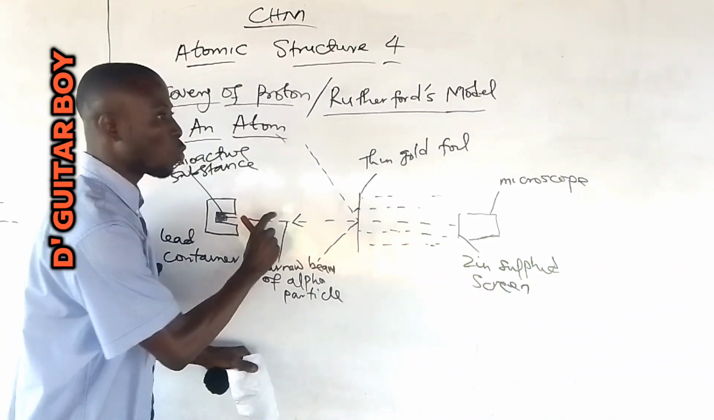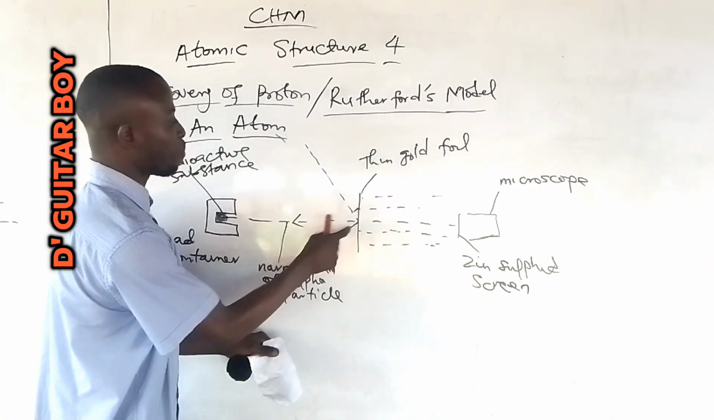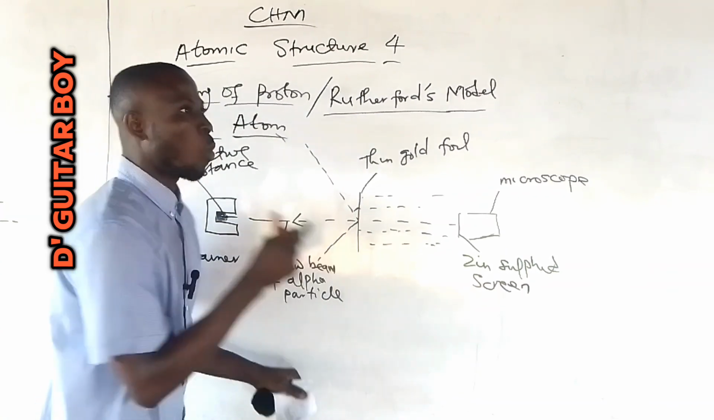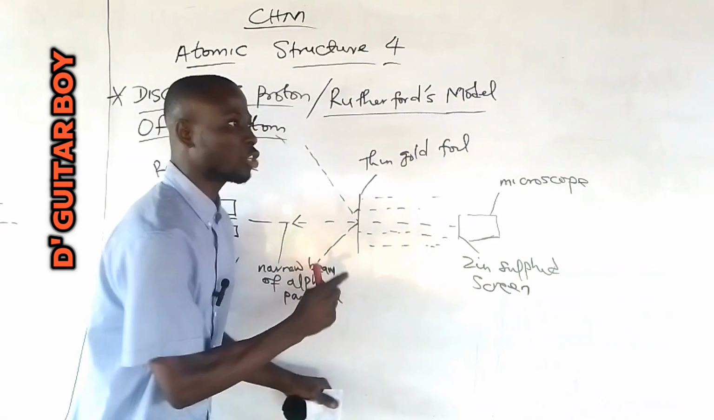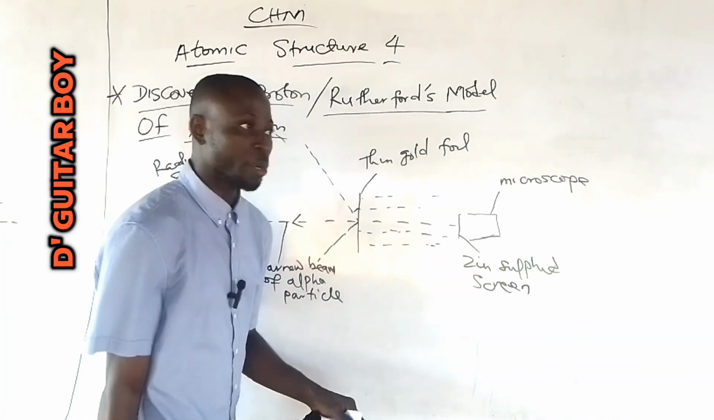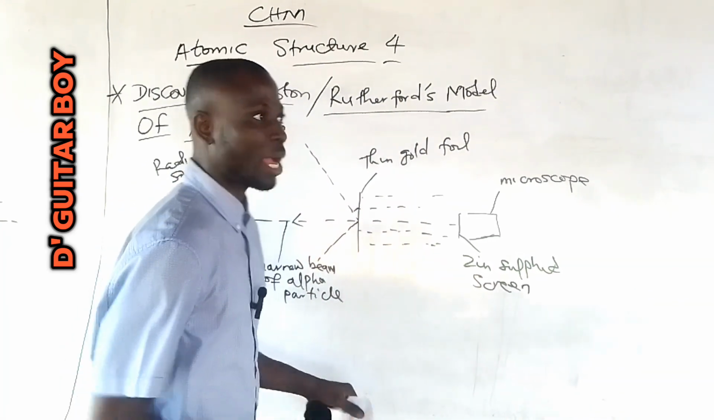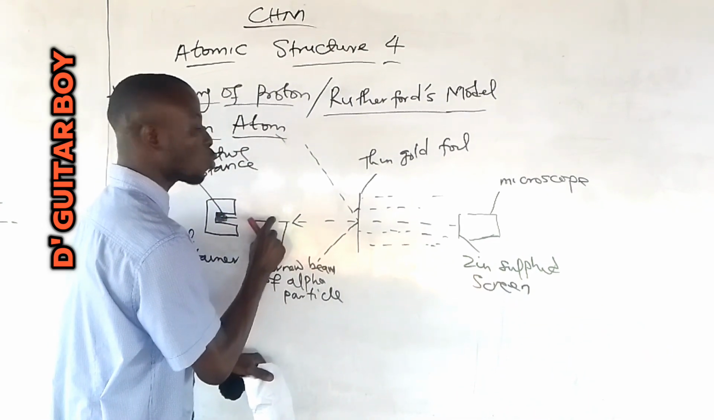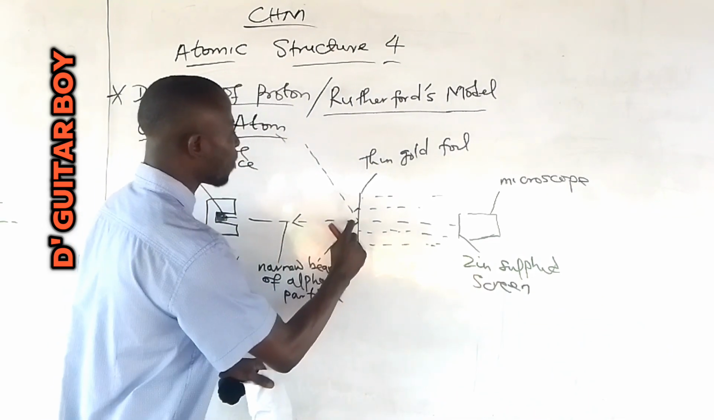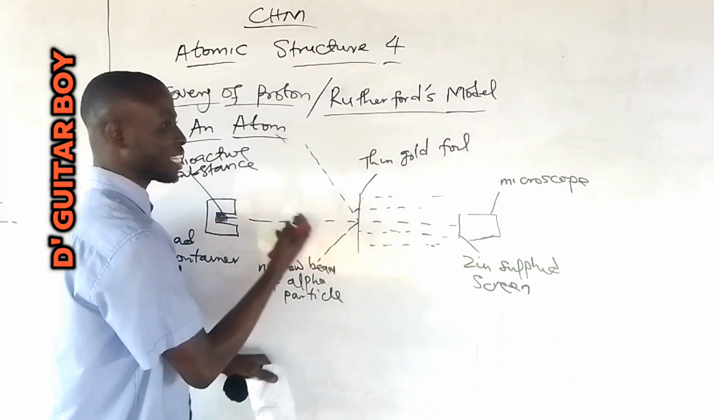This alpha particle that was used to bombard this thin gold foil was relatively much heavier than the electron that was previously discovered by J.J. Thomson. These alpha particles are very heavy. How come? What now makes it bounce back? Is it the electron?